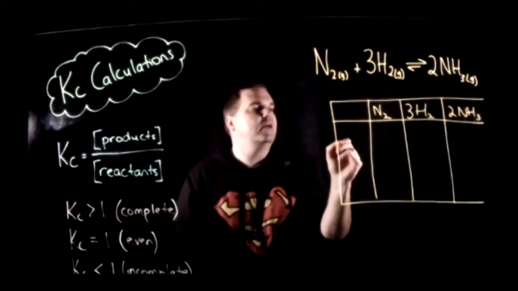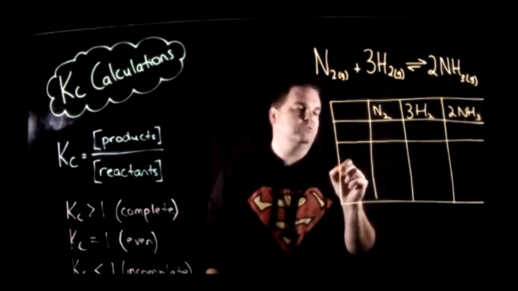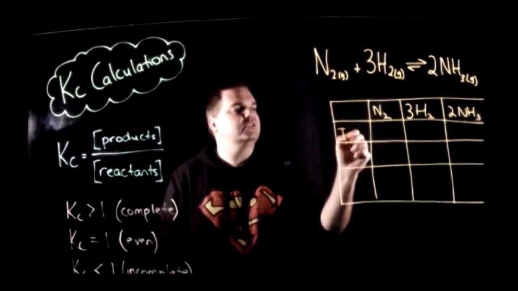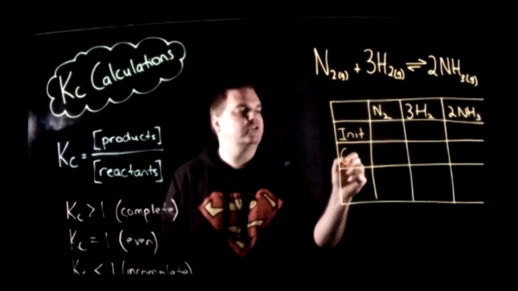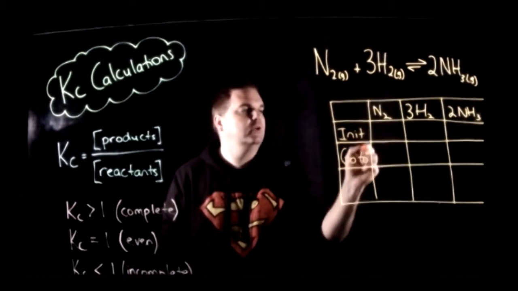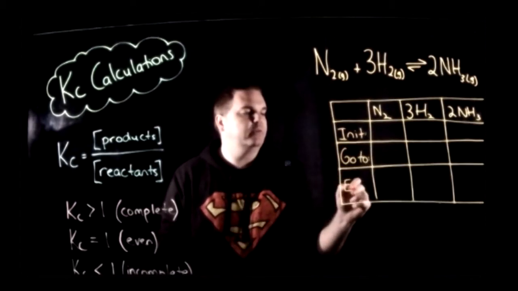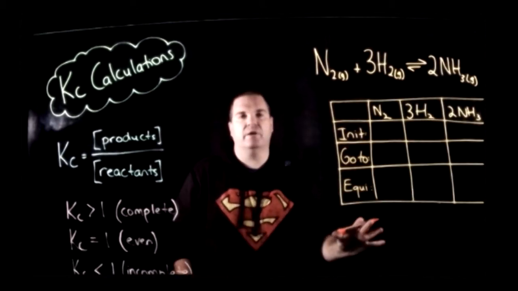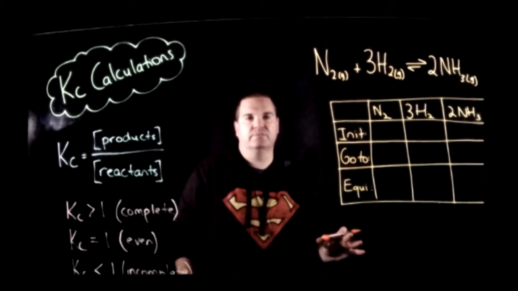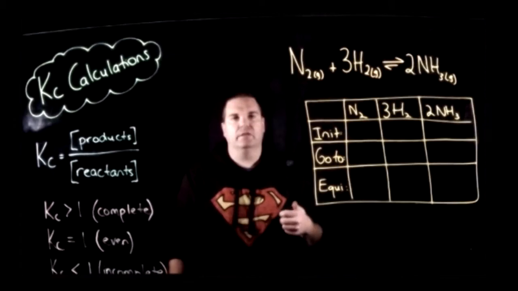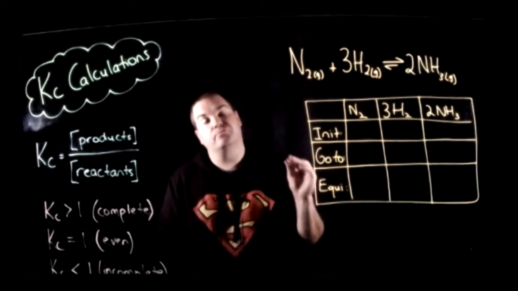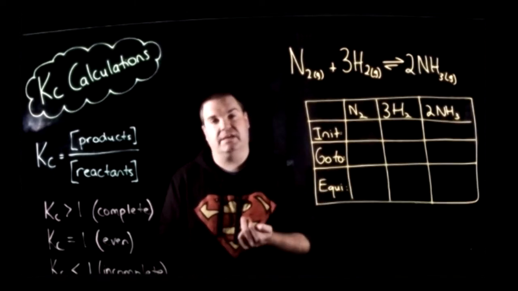2NH3 here. And then you've got 3 rows across your table. The first one you want to have is your initial concentration, then your change, which is what we call the go-to, and then your equilibrium value. This is the table that you'll set up anytime you're doing one of these calculations. When you're using this, it's important to read the question carefully before you start putting in the values.